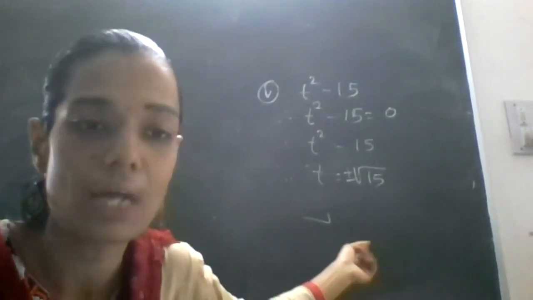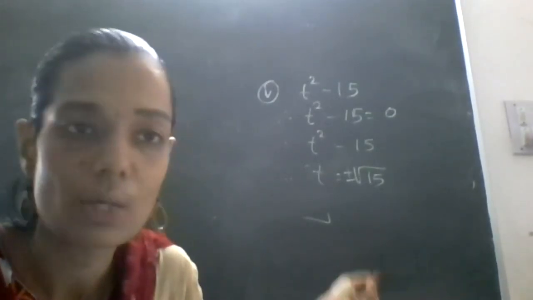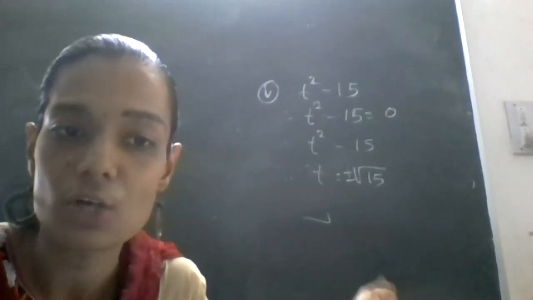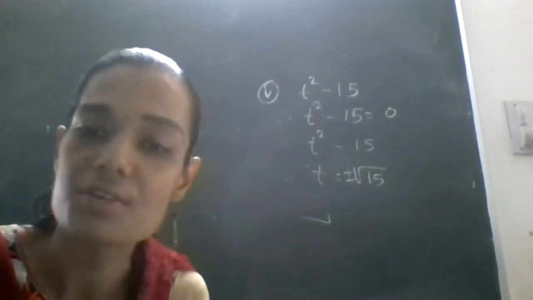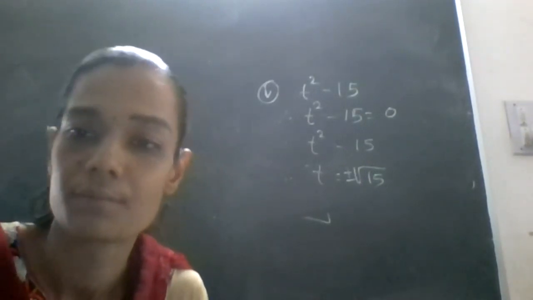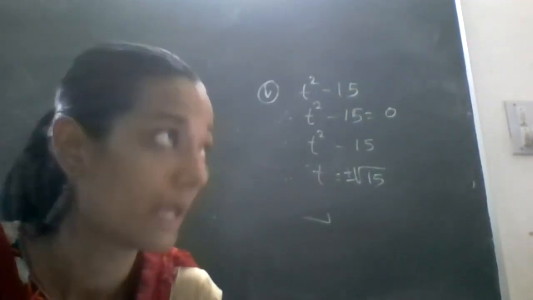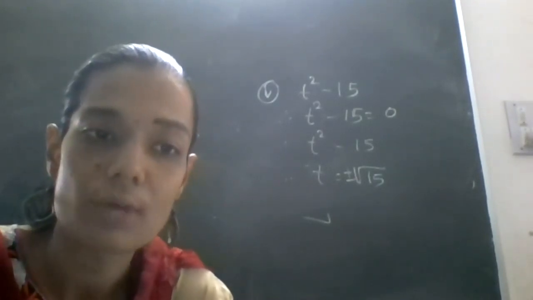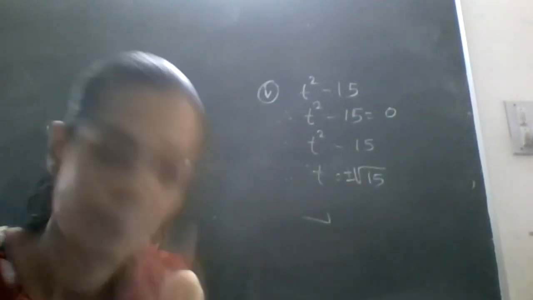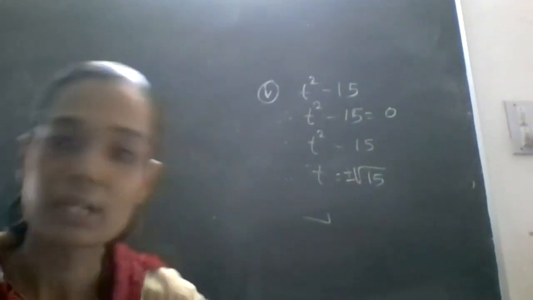I am just finding out your zeros. So here you are going to get the zeros as plus under root of 15 and minus under root of 15. These two are your zeros. Okay. Then afterwards you have to go for the verification. Okay everyone.